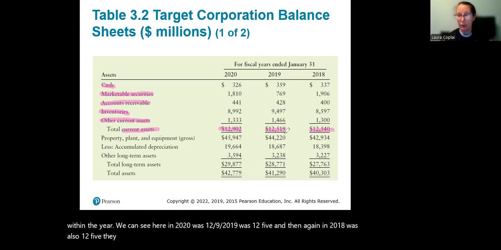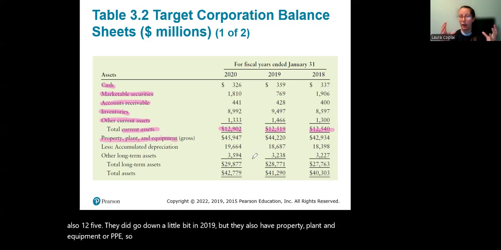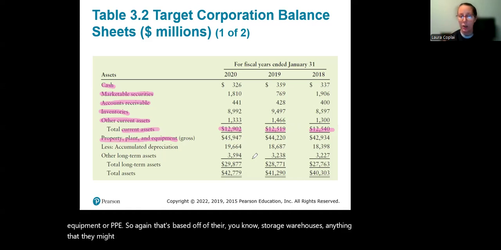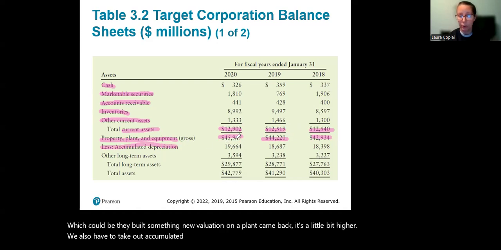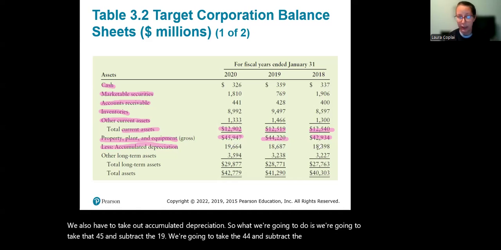They did go down a little bit in 2019, but they also have property, plant, and equipment, or PPE. So again, that's based off of their storage, warehouses, anything that they might have in those. So that has increased, which could be they built something new. Valuation on a plant came back a little bit higher. We also have to take out accumulated depreciation. So what we're going to do is take that 45 and subtract the 19. We're going to take the 44 and subtract the 18, 42 and subtract the 18 as well.